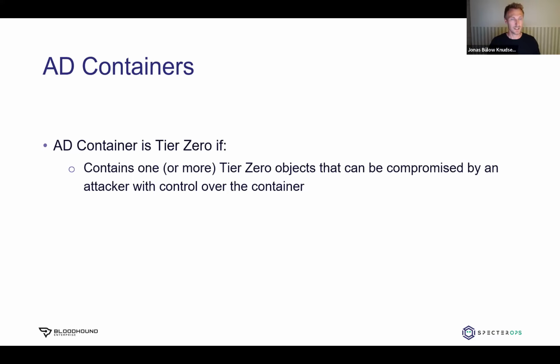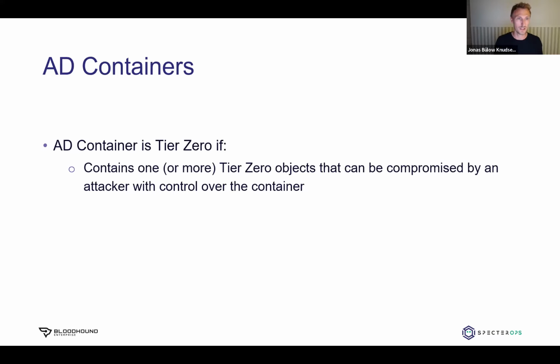But if you look at the general rule here, we can say that an AD container is tier 0 if it contains tier 0 objects that can be compromised by an attacker with control over the container. The problem with that definition is that it is sometimes complicated to figure out whether or not you can actually compromise these objects within the container. For example, there's also the attack vector of linking a GPO that could be configured to compromise computers or users. And in some cases, there are also specific permissions, for example on the domain head objects, that allow you to compromise the entire domain.